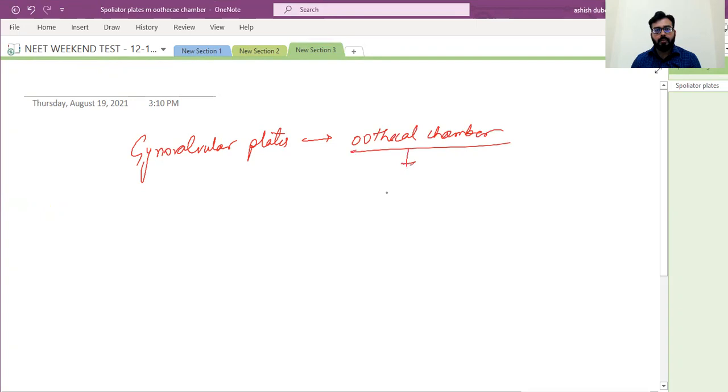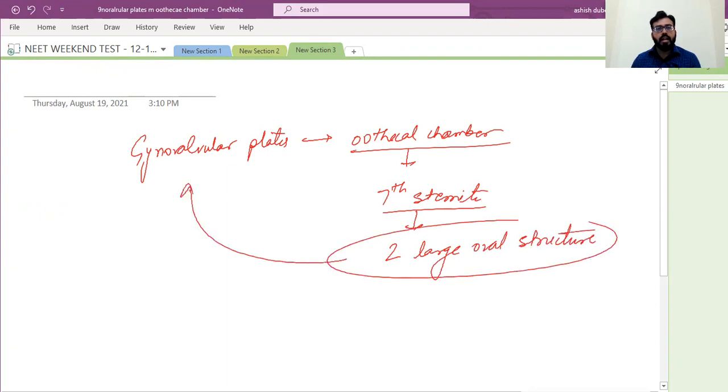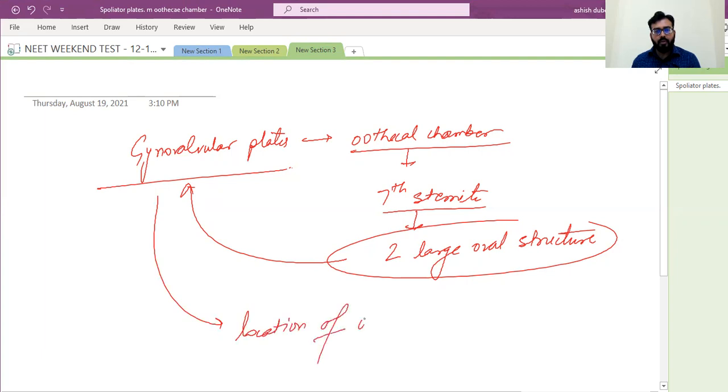The oothecal chamber is made by the 7th sternite. The 7th sternite is projected into 2 large oval structures, which are known as the gynovalvular plates. And what are the functions of gynovalvular plates? These are the location of ootheca formation.